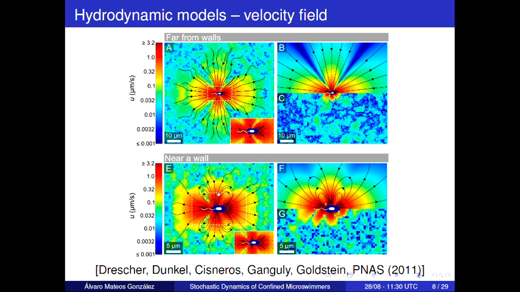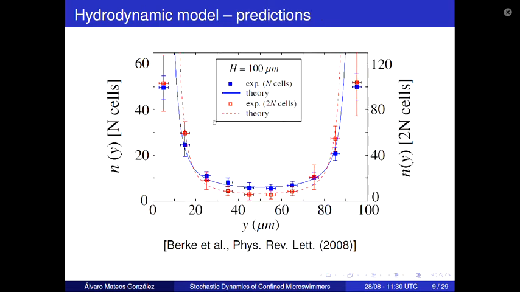Near a wall, the fluid velocity field is different than far from a wall, of course, but you also have this kind of good approximation a bit further away and not that good very close to the microswimmer. So these hydrodynamic models can predict the terminal distributions of the microswimmers, but they overpredict what happens close to the boundaries. So they overpredict the accumulation close to boundaries.